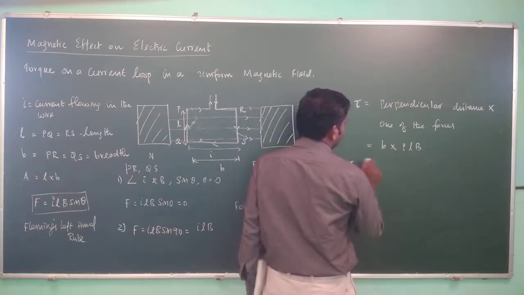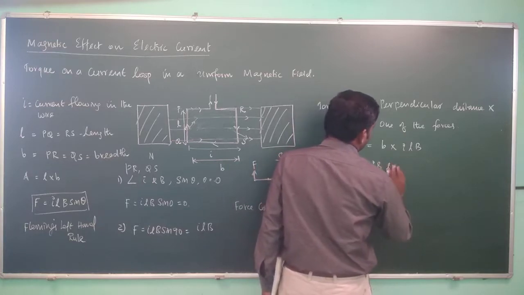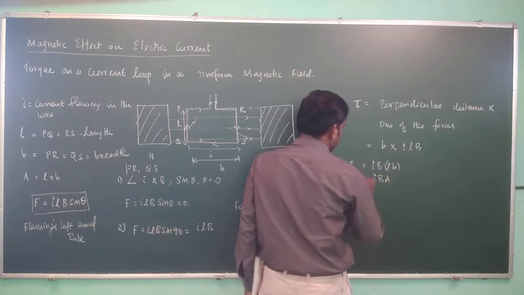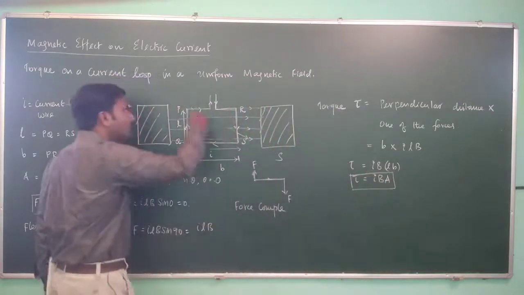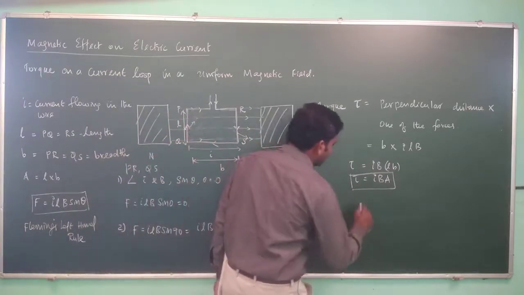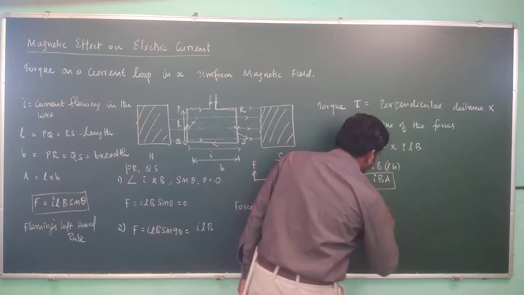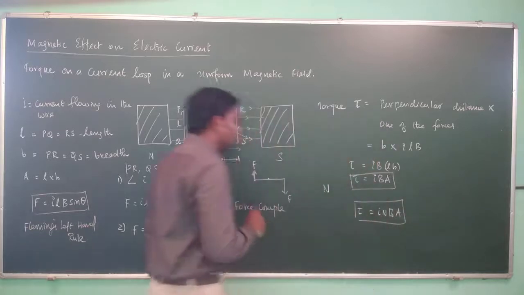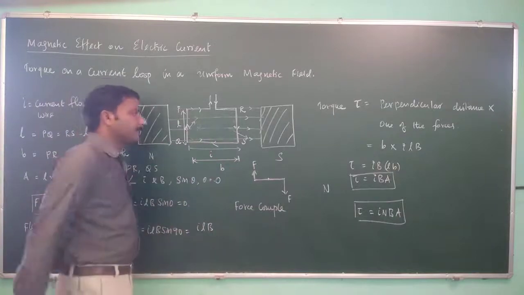So tau is nothing but I B and L B. LB is nothing but area, so IBA. So the expression for torque is IBA. This is for a single wire loop. Suppose there are a number of wires, that is, n turns, then the torque due to these n turns is nothing but INBA. This is the torque created on this current carrying loop due to the application of the magnetic field.